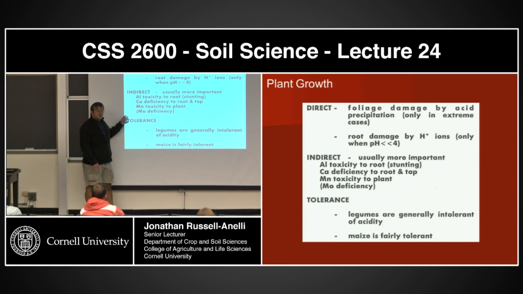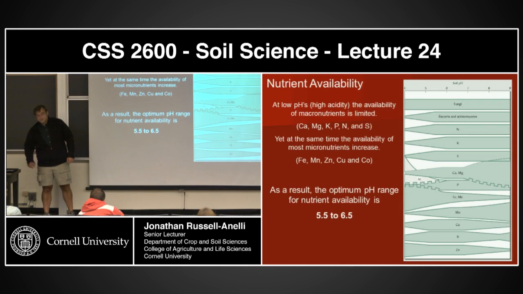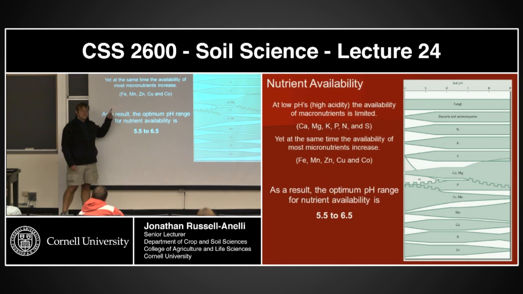Now, in general, plants try to adapt. Okay? And certain plants are more adapted at certain parts of the environment than others. Legumes are generally intolerant of acidity. On the other hand, maize is fairly tolerant. So different plants will move into different environments and be more successful or less successful based upon these issues, but mostly the availability of those nutrients.